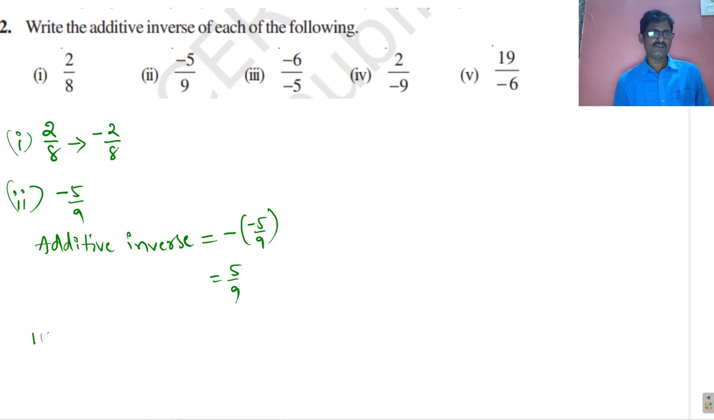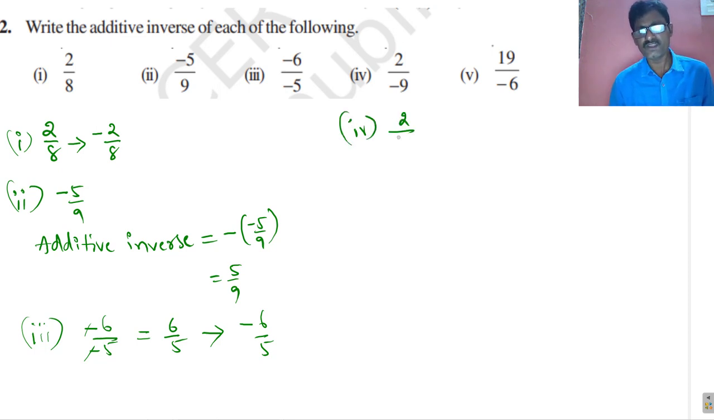Let us take the third one. Third one is negative 6 by negative 5. Actually this is equal to minus and minus we can cancel, 6 by 5. For this the additive inverse is simply negative 6 by 5. Next, for fourth problem we have 2 by negative 9. This can be written as negative 2 by 9.